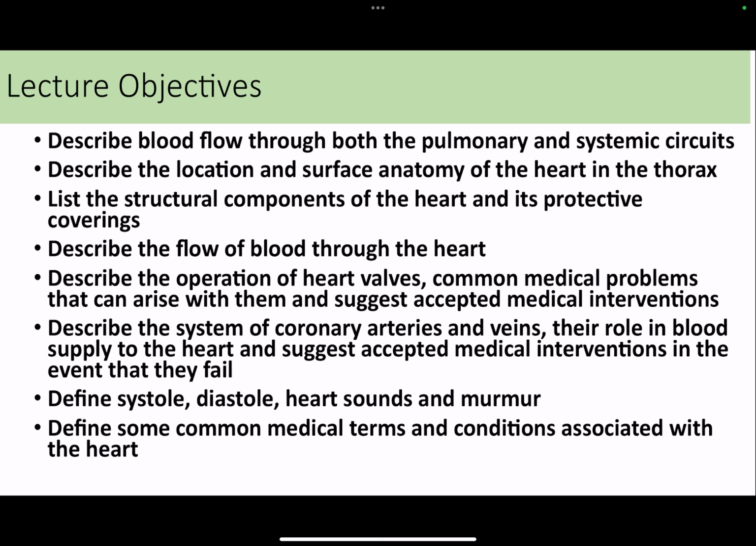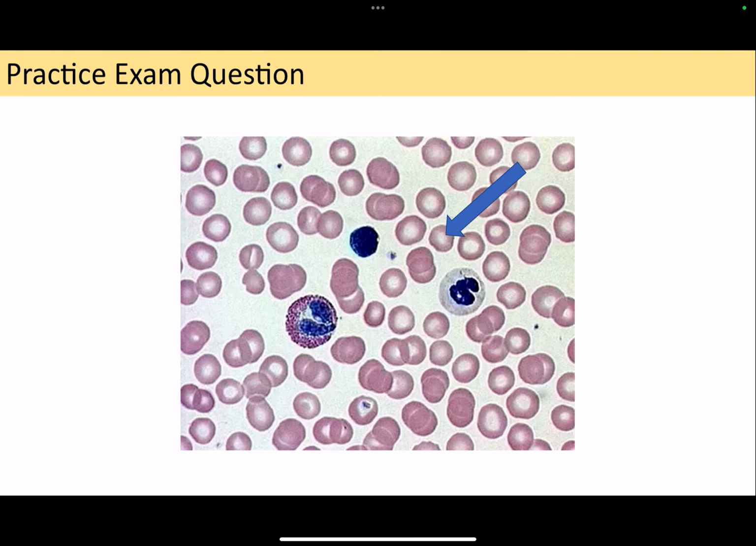We'll describe the operation of heart valves, common medical problems that can arise with them, and then medical interventions that can help resolve them. We'll talk about the system of coronary arteries and veins, their role in blood supply to the heart, and talk about medical interventions there. We'll define systole, diastole, heart sounds, and murmur, and then we'll talk about some common medical terms and conditions associated with the heart. So we'll do this review again.